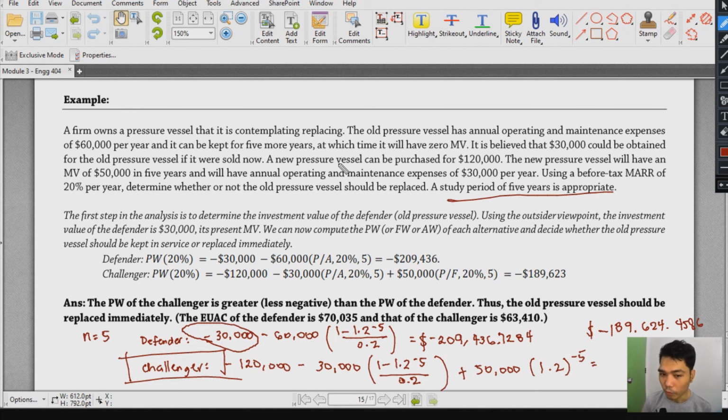So if you want to consider the defender, you always have to think about the outsider's viewpoint. And when you're trying to evaluate the challenger, you have to think of your own viewpoint in this case, because you will be the one to purchase this certain equipment. So that's just the concept of our replacement analysis. Okay, so hopefully that's clear, and I think we can now proceed with the break-even analysis.